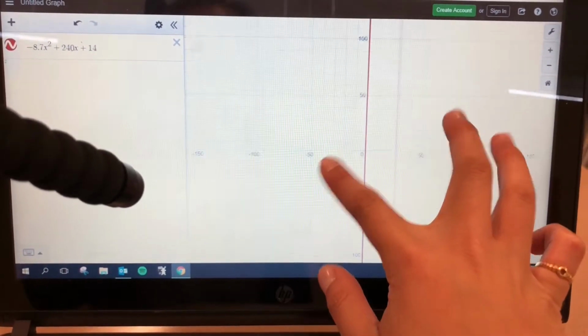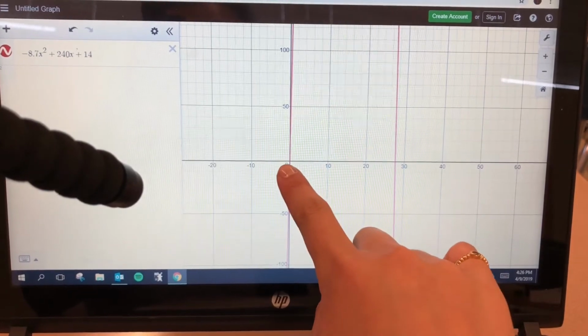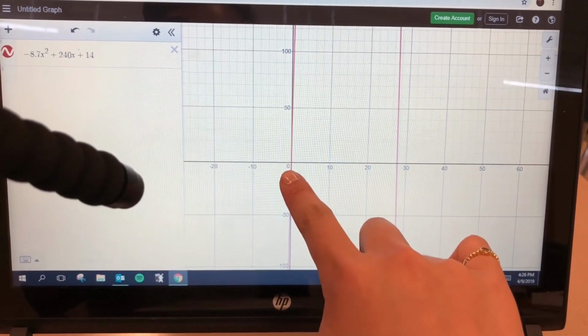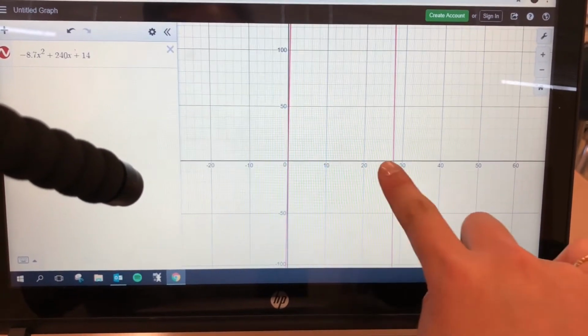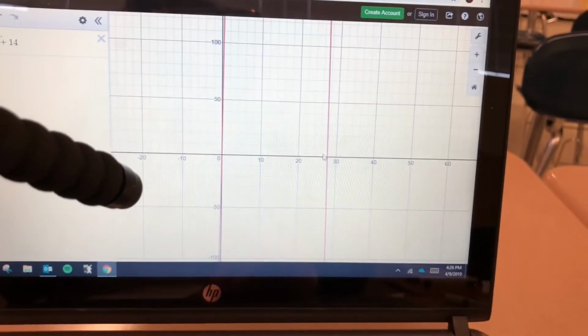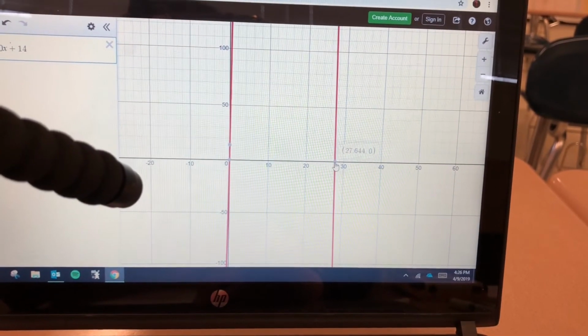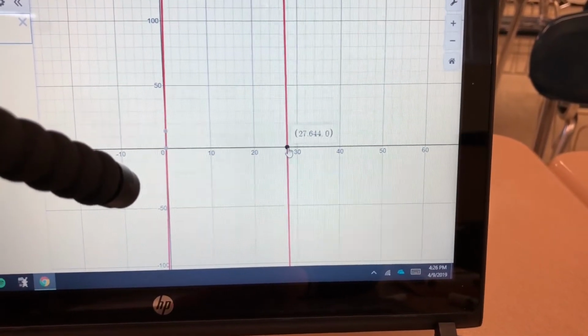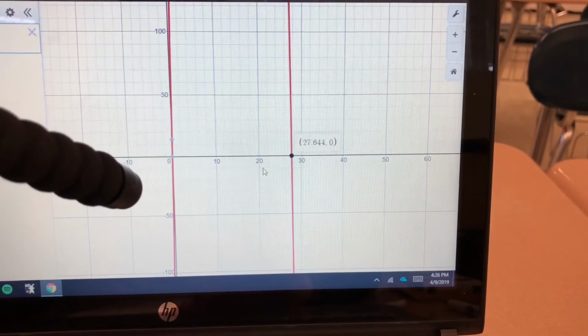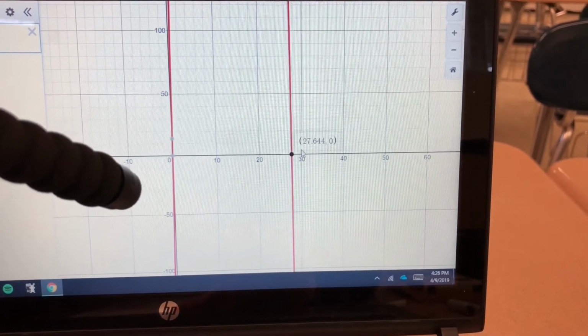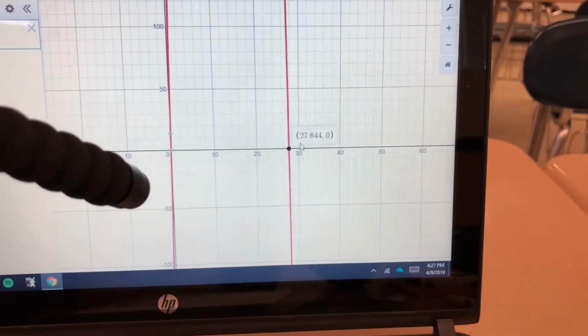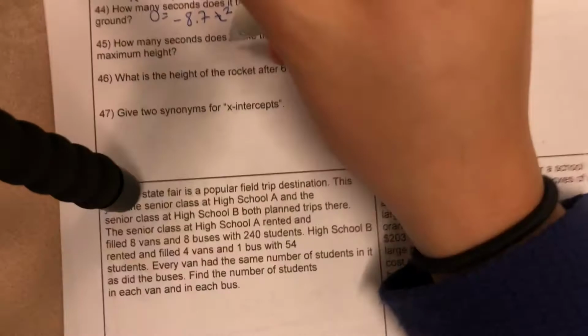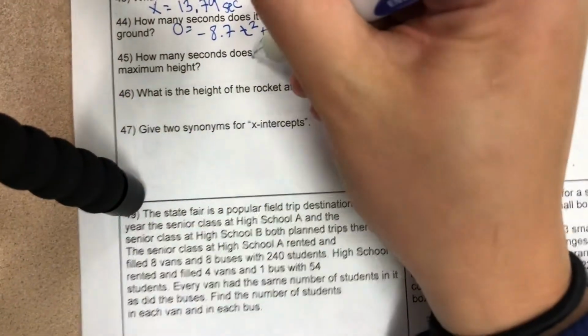All right, so I have 2 points right here. Obviously, it's not going to be this one because this is not where it hits the ground. It's where it's starting off. It's going to be this zero. So if I just click on it, what is it going to be? 27.6440. So how many seconds, seconds being on the x-axis, did it take for the object to hit the ground? It would be 27.64. So how many seconds did it take for the rocket to hit the ground?